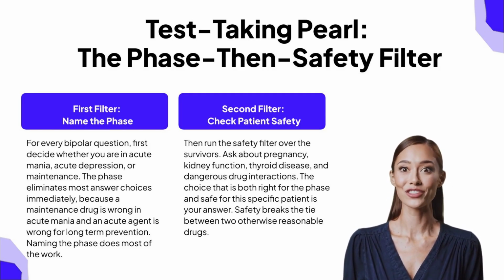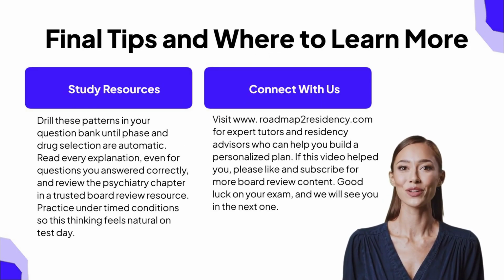Then run the safety filter over whatever survives. Ask about pregnancy, kidney function, thyroid disease, and dangerous drug interactions. The choice that is both correct for the phase and safe for this specific patient is your answer. When two drugs both look reasonable, safety is almost always what breaks the tie. Let us bring it home.